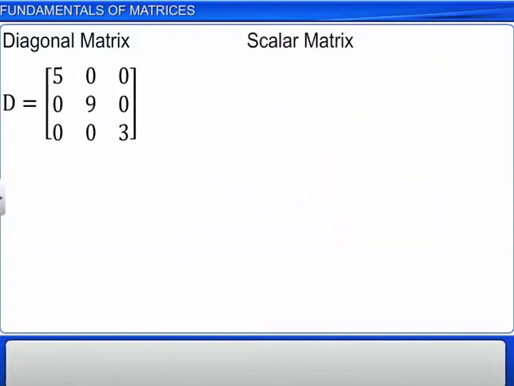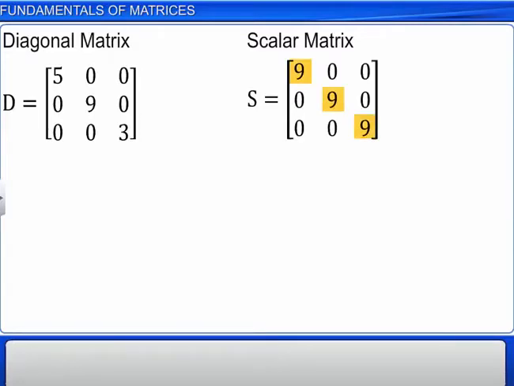For a diagonal matrix, if all elements along the diagonal are equal to each other, then the matrix is called a scalar matrix. A scalar matrix can be represented as follows.